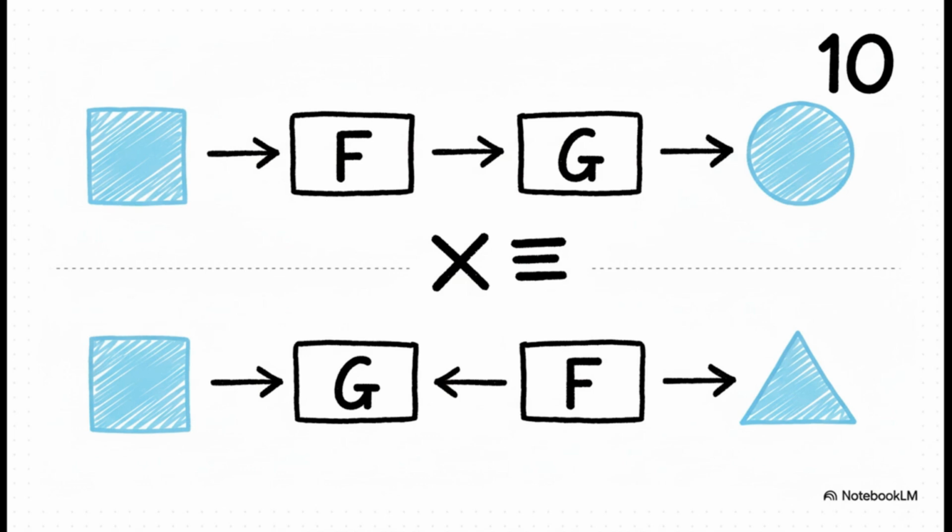Okay, so 3 goes into machine F first. 3 squared is 9. That 9 then goes into machine G. 9 plus 1 is 10. The result is 10. Whoa, that is completely different from the 16 we got before. So here's the huge takeaway. In function composition, order matters. And I mean, it matters a lot.